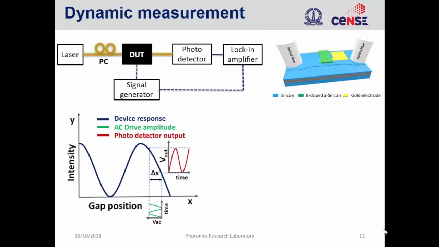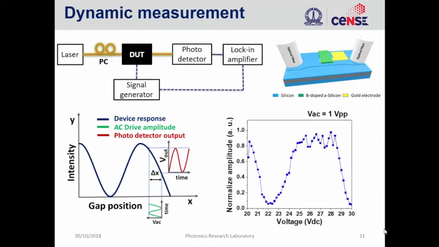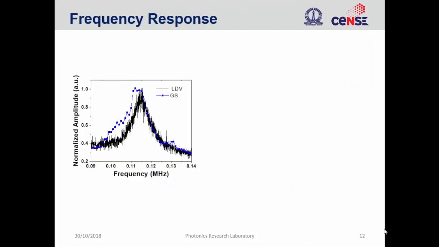We apply a sinusoidal signal and we change the DC bias so that the force increases and the cantilever position is changed. On top of that, we have an overlapping AC signal, VAC. As we change the VDC, for a constant VAC, what we see is a change in the amplitude at the output. With that, we captured one of the signals, and then we confirmed with LDV, and the frequency response is in good agreement with the measured data.